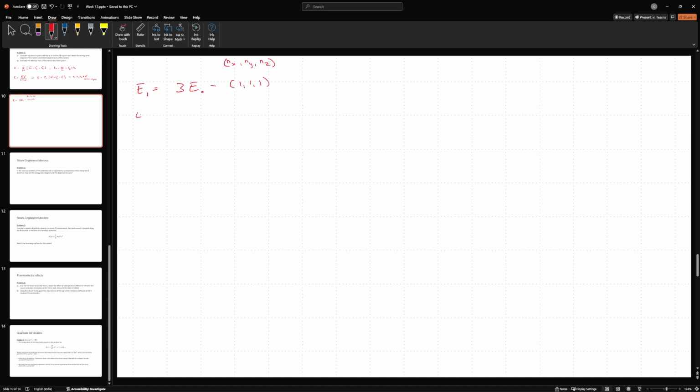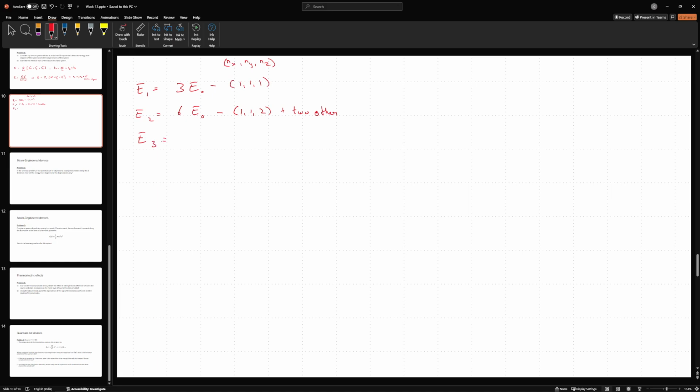My second energy level E2 is going to be when one of them is increased to 2. So that is going to be 1 square plus 1 square plus 2 square, which is going to be 6 E naught. So this is going to be 1 comma 1 comma 2, plus 2 more. Let us do the first 5 or 6 energy levels.